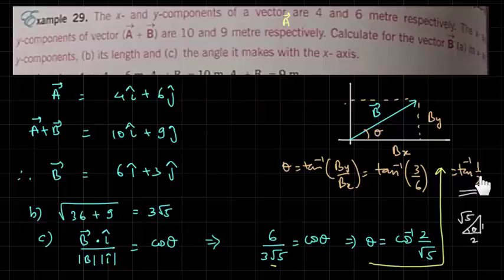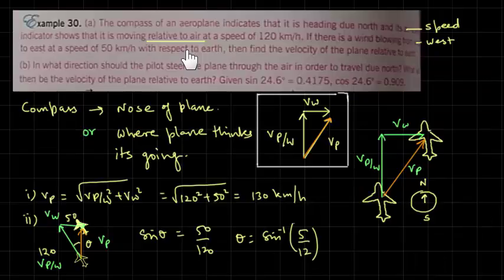The compass of an aeroplane indicates that it's heading due north and its speed indicator shows that it's moving relative to the air at a speed of 120 km per hour. So whenever we say something is moving relative to the air or relative to the water, what we mean is the velocity, for example V aeroplane with respect to air. So velocity of aeroplane minus velocity of air is what has been given, not the actual velocity of the airplane. So it is relative to the air.